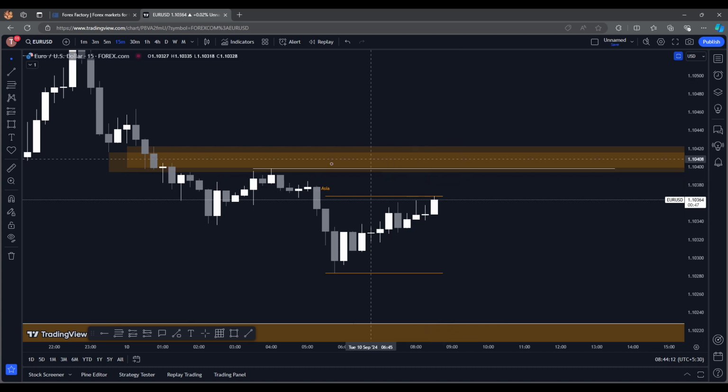So I'm anticipating that this high is going to be swept by the market, and then we are going to continue our journey into the downward direction after change of character into the smaller time frames till this higher time frame FVG, that is weekly's FVG.